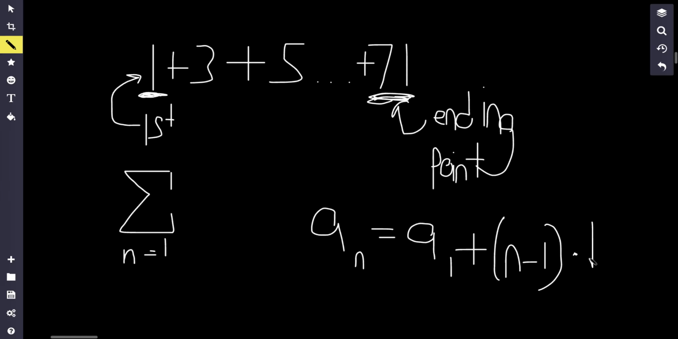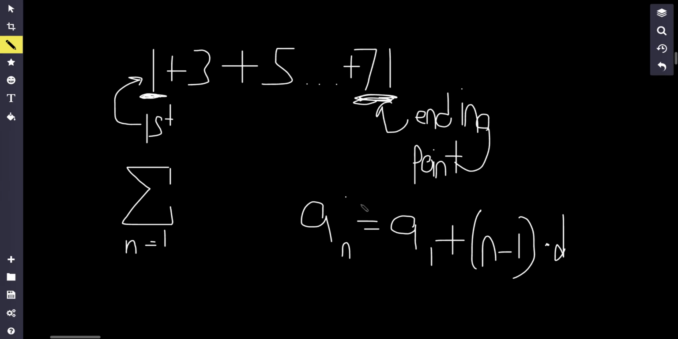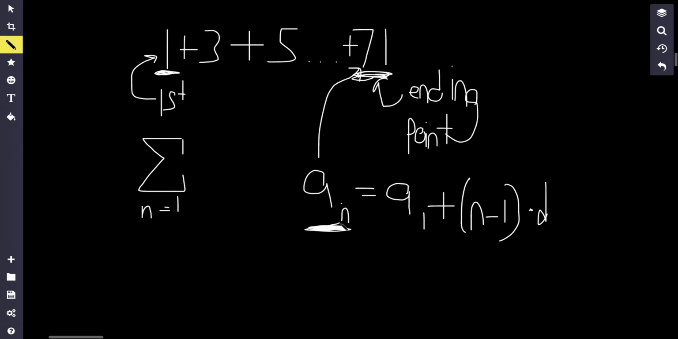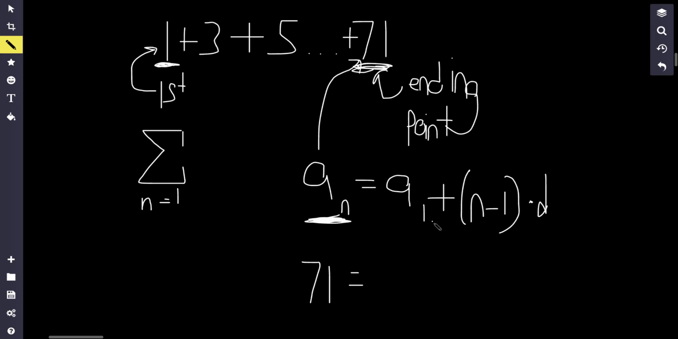So basically, we can set up this equation. We know a sub n, basically our ending point right over here, is equal to 71. This is going to be equal to a sub 1, which represents the first term, plus n minus 1. N basically represents the specific term. So we don't know what term it is, so we're going to put in just the n minus 1 here. And this is going to be times d, and d is our common difference.